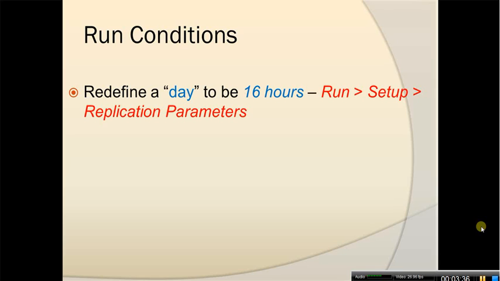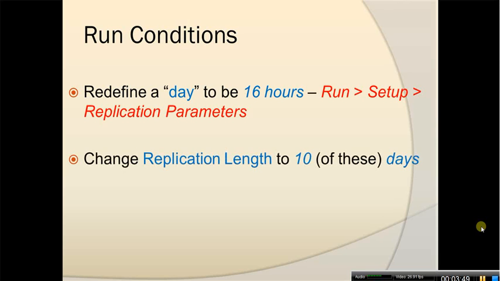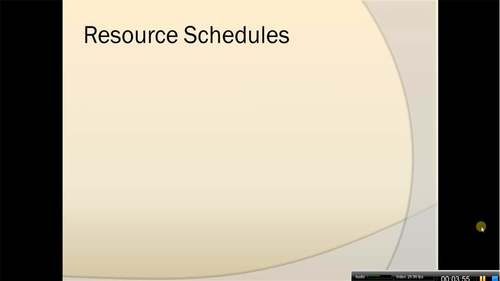So we're going to open model 4.1 that we created last time in Arena. Before we do that, I wanted to talk about the run conditions. We will need to change the day. As you remember, we used to have 24 hours. We will redefine a day to be 16 hours, so we'll go to run setup, replication parameters, to change that. We also will change the replication length to 10 days, also in the replication parameters. After that, we're going to start with resource schedules.